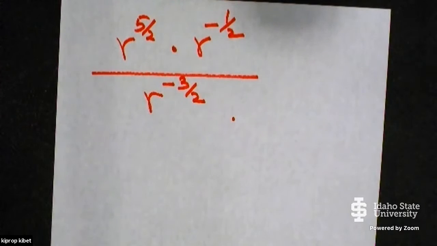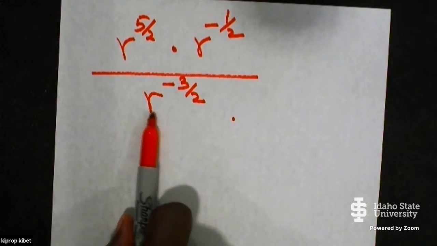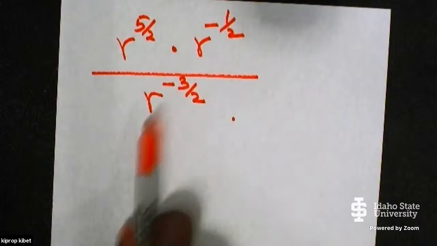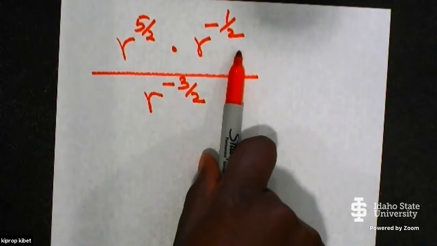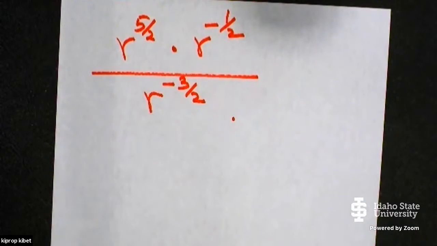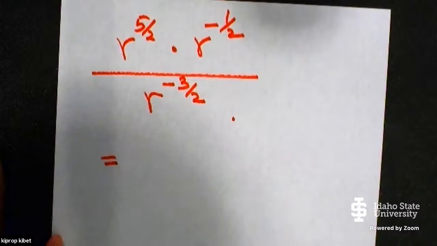So the bases are all the same here. For the top one, we add the powers, right? And then we bring this one up here. When we bring this one up here, it will be what? Positive, right? So this is equal to what?